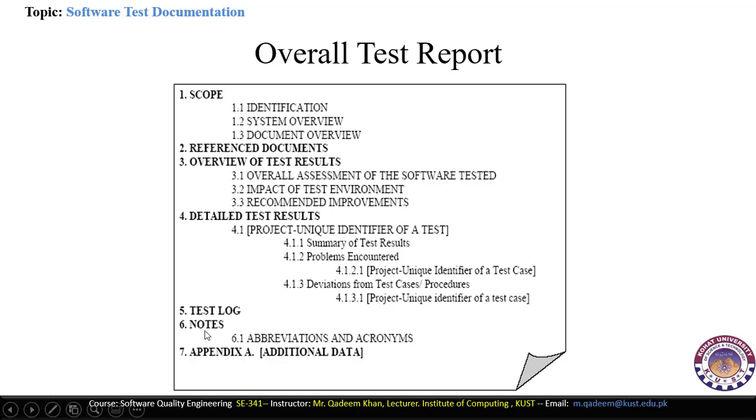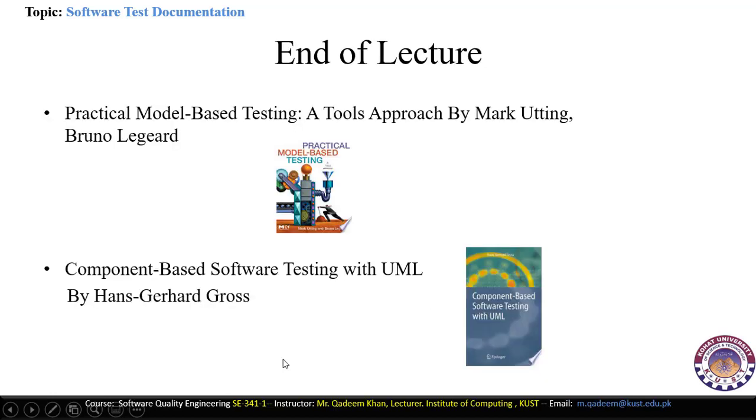Six is the notes, and the notes include abbreviations and acronyms. Different sorts of abbreviations and acronyms, which will be the standard abbreviations and acronyms of software engineering, are provided here in section 6.1 of the overall test report. And at the end, we have the appendix. The appendix contains additional data, for example references, software references, web references, or any other information for this documentation.